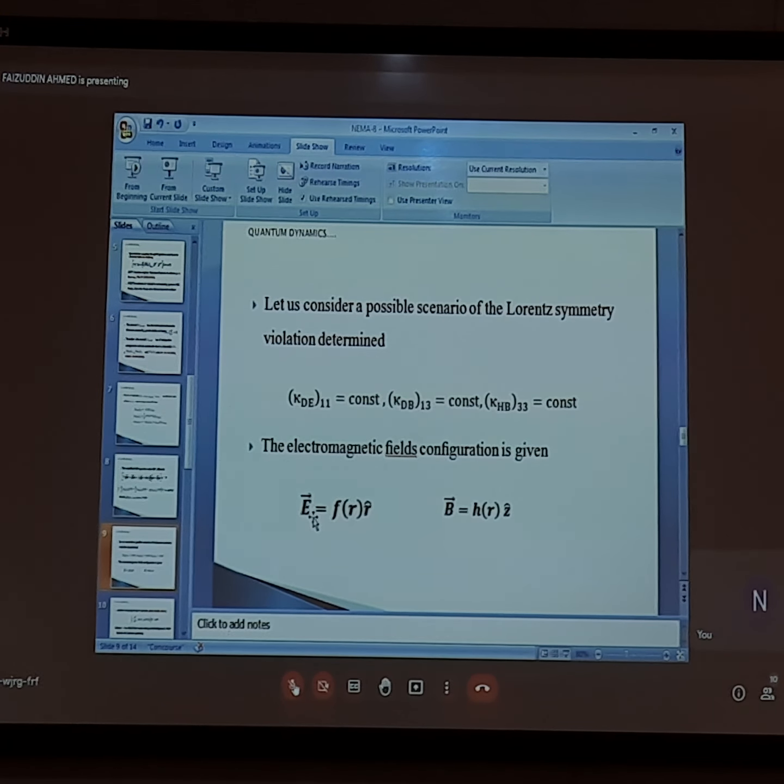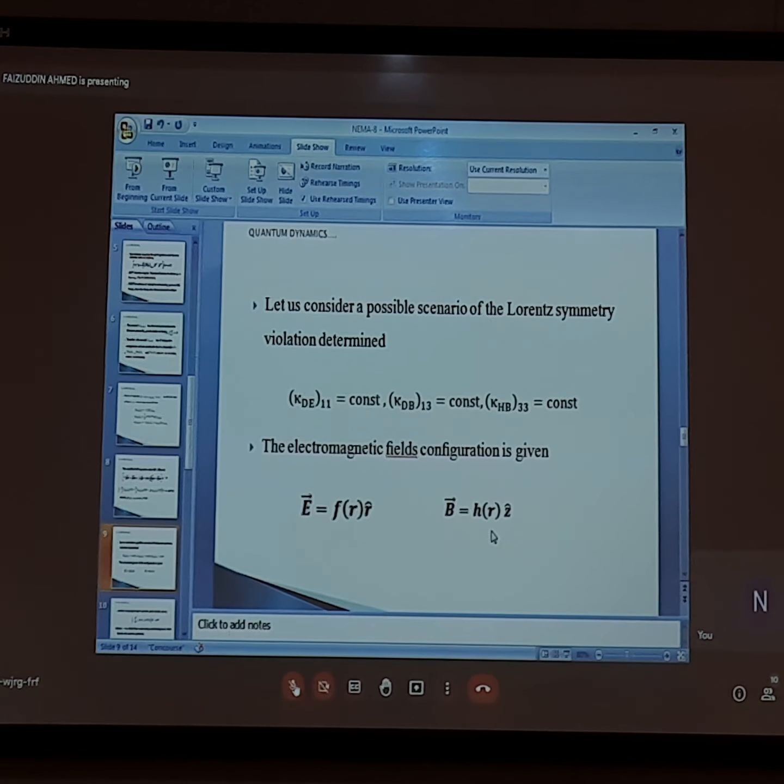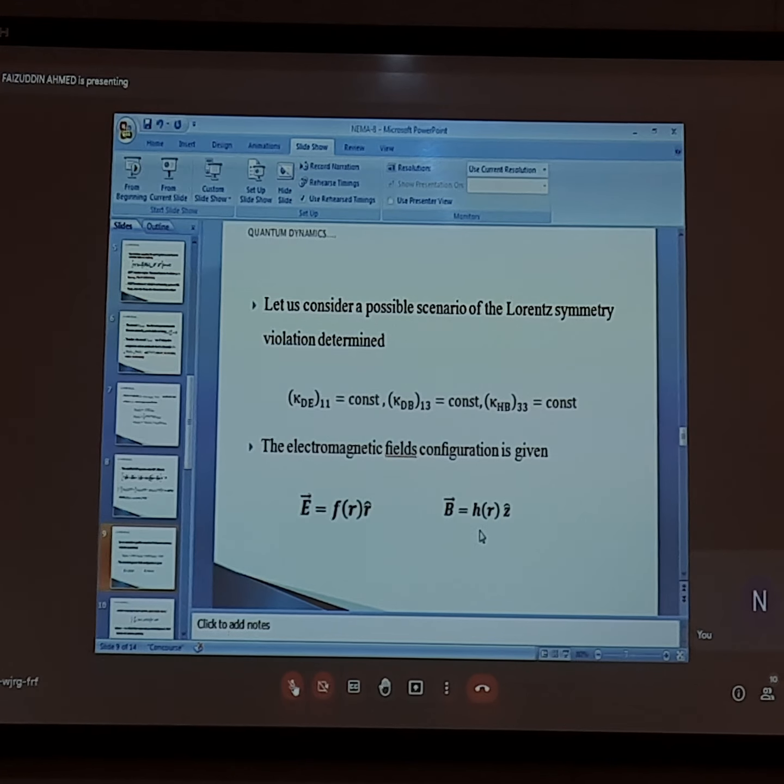In the literature, several authors consider this as a linear electric field, keeping the magnetic field fixed, or maybe the magnetic field variable. In the latest work that we have done, we consider the magnetic field to be variable, a linear function of R. One may also study 1 by R, which we are working on right now.